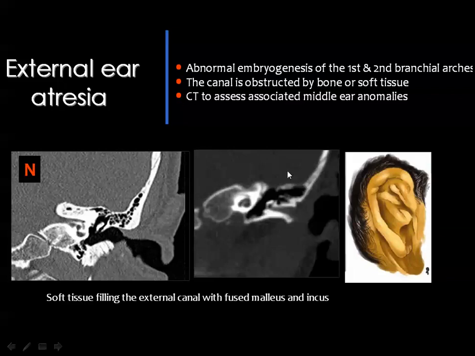And look at this example. You can see that the external canal is small. It is totally obliterated by soft tissue density, and there is no air inside the canal connecting it to the exterior. Also, this is a coronal image, and in many of these cases you can find some deformities of the ear pinna, what's known as micro-otia.